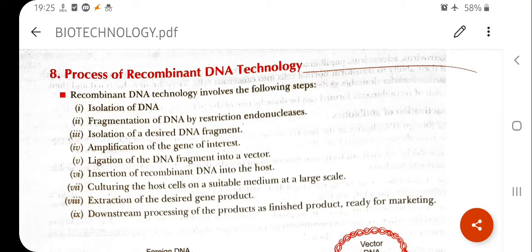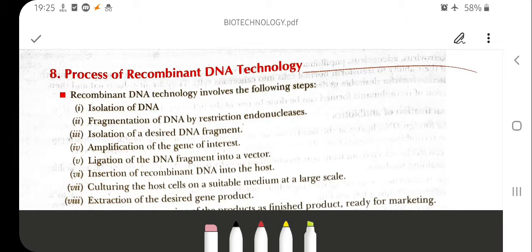Today we are going to continue with our chapter Biotechnology: Principles and Processes. In our previous sessions we have discussed restriction enzymes and cloning vectors, and today we are going to start with the process of DNA technology, that is, how the recombinant DNA is going to be constructed. The recombinant DNA technology involves the following steps, and we will discuss each step in detail one by one.